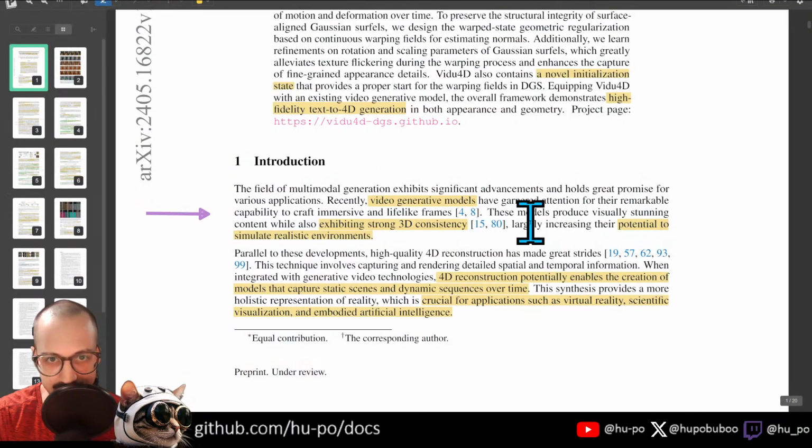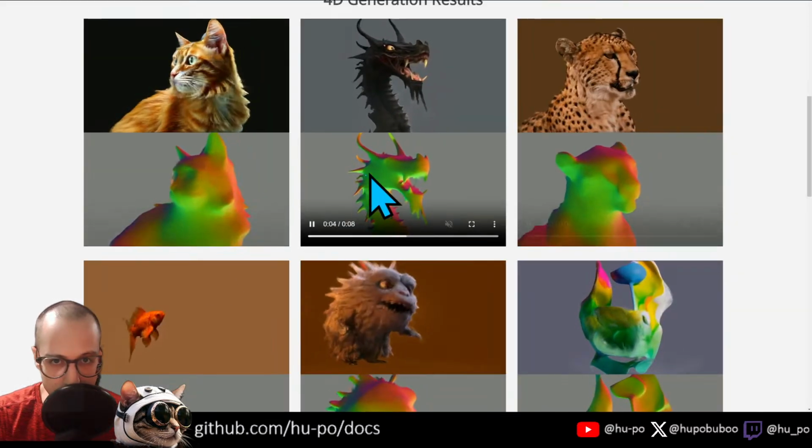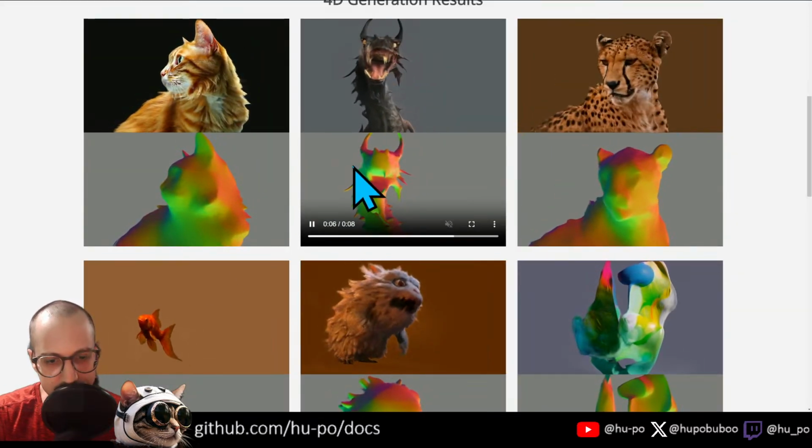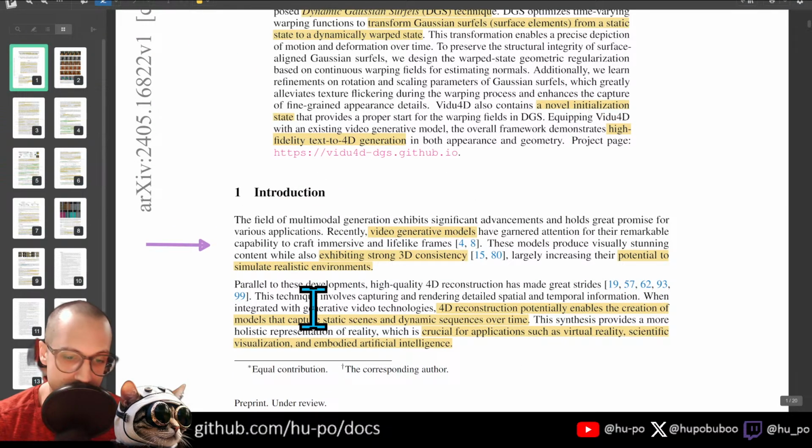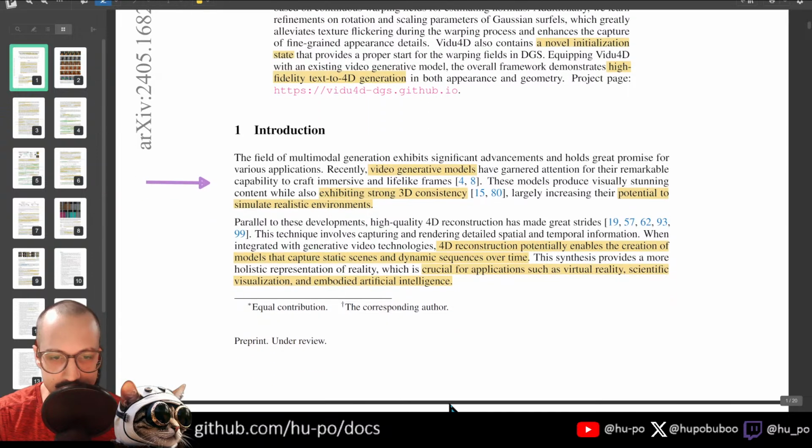And in this paper, they take the output of a generative video model and turn it into a more explicit kind of 3D representation so that you can render it in something like a VR headset or make it part of a robotics pipeline or something like that. Take a 2D video, turn it into a 3D representation. 4D reconstruction enables the creation of models that capture static scenes and dynamic sequences over time, crucial for applications such as VR.